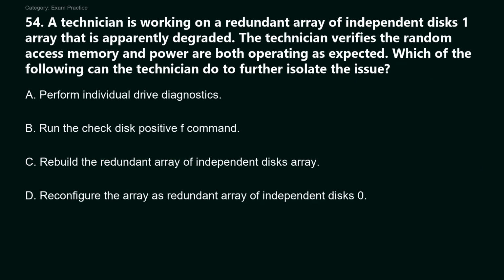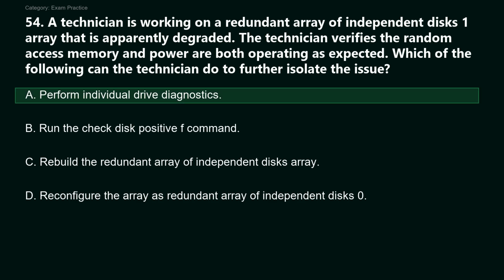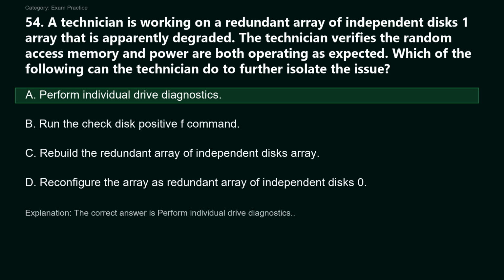Question 54. A technician is working on a redundant array of independent disks 1 array that is apparently degraded. The technician verifies the random access memory and power are both operating as expected. Which of the following can the technician do to further isolate the issue? Option A, perform individual drive diagnostics. Option B, run the check disk positive F command. Option C, rebuild the redundant array of independent disks array. Option D, reconfigure the array as redundant array of independent disks 0. The correct answer is option A, perform individual drive diagnostics.